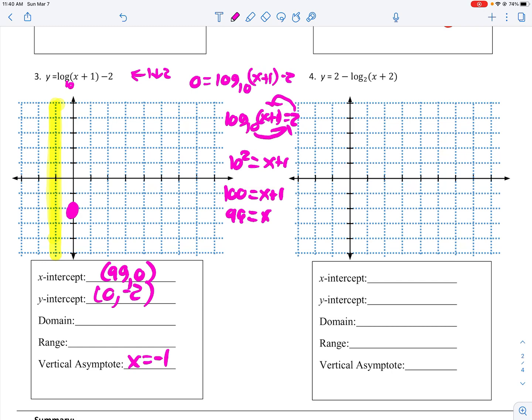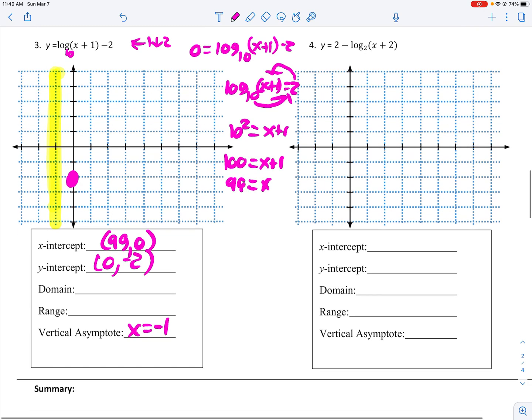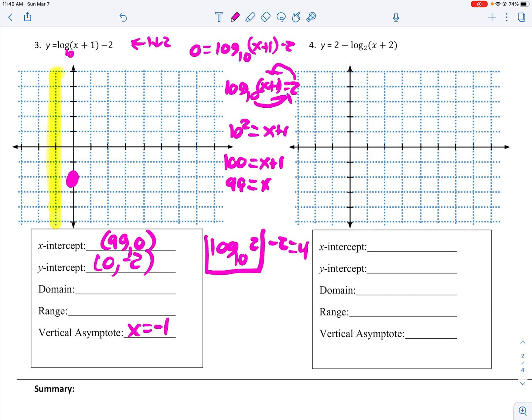Okay. Well, let's see if we can find one more point. Let's plug in 1 for x. So log base 10 of 1 plus 1 is 2. Now remember, log base 10 of 2 is going to be an actual number. This is asking you 10 to what power is 2. Problem with that is that's some decimal. So that's not going to help me. So what if I could figure out 10 to what power is 10? Wouldn't that be easy, right? The answer would be 1.